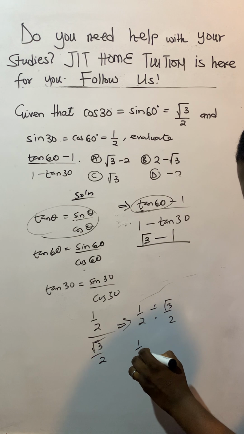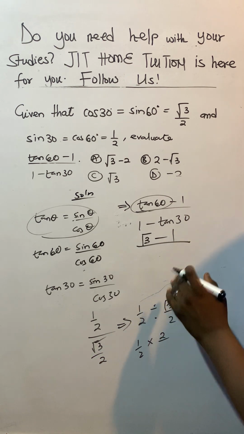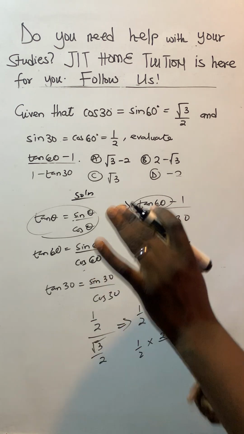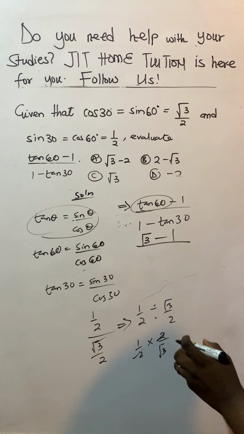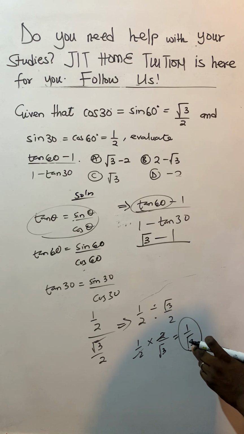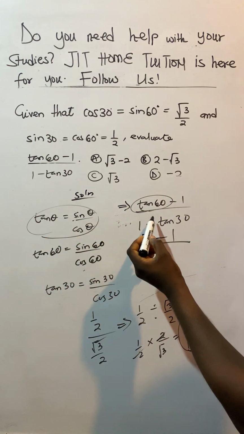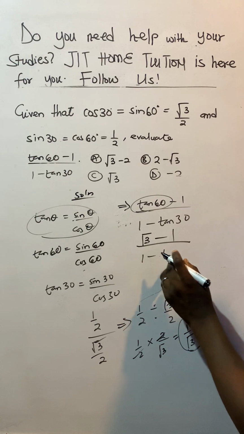So you have 1 over 2 times 2 over root 3. You know it will turn upside down. The mathematical word is reciprocate. Then you have root 3 over here. So this 2 will cancel, giving you 1 over root 3. So you are going to replace it with what you have here. So that will become 1 minus tan 30.